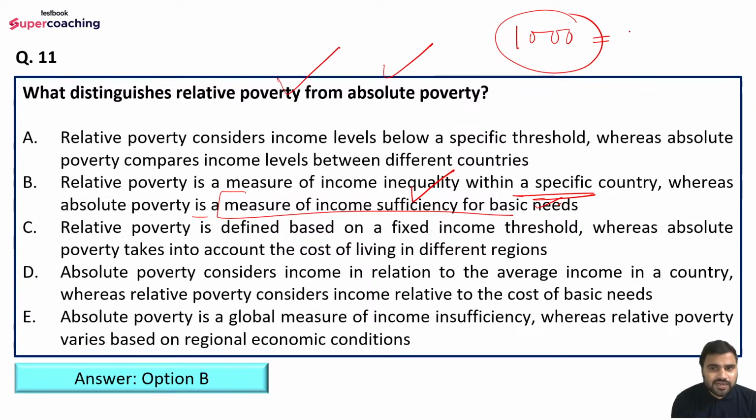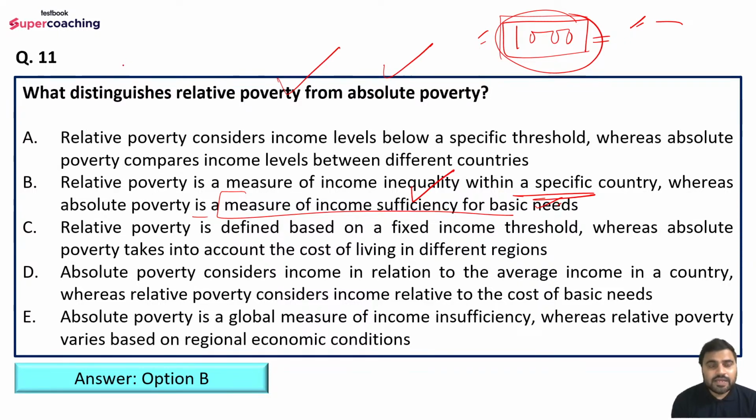So if you are earning income of rupees 1000 or more every month, you would be above the poverty line. If you are earning income less than 1000 per month, then you would be what? Below the poverty line. So there is a fixed threshold, right? The absolute concept is based on the fixed threshold.